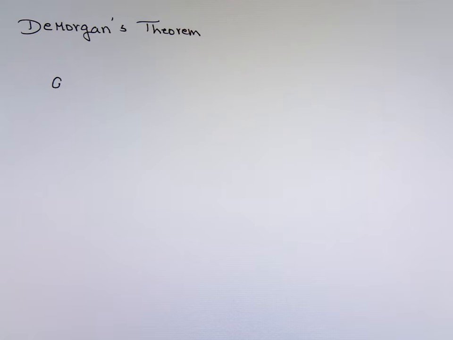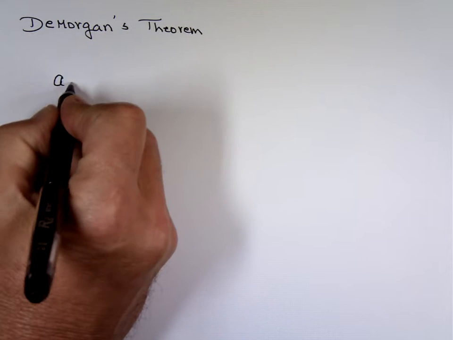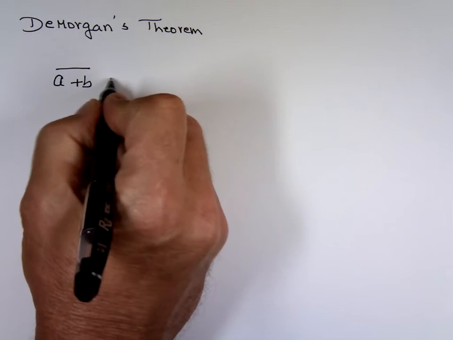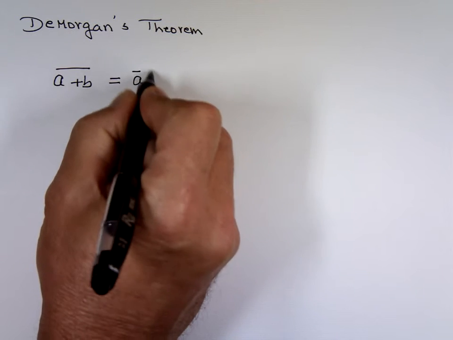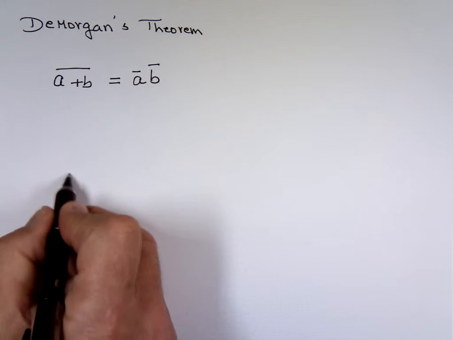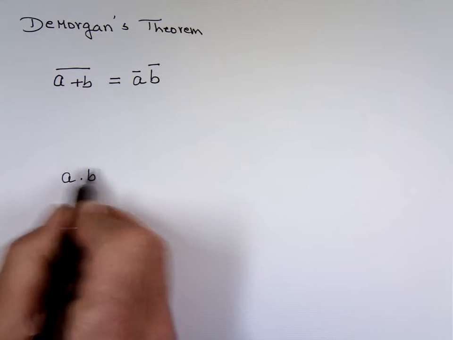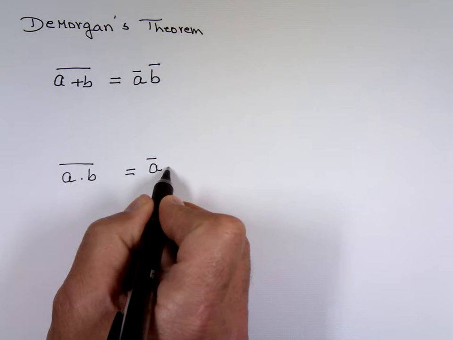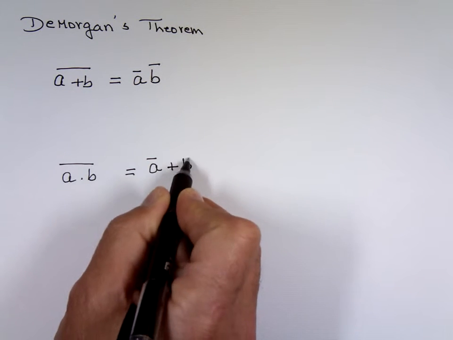I'll try to stick with the same notation. The complement, DeMorgan's theorem. It says A plus B complement is equal to A naught, B naught. Or the other one, it says A times B, the complement of that, can be broken into A naught plus B naught.